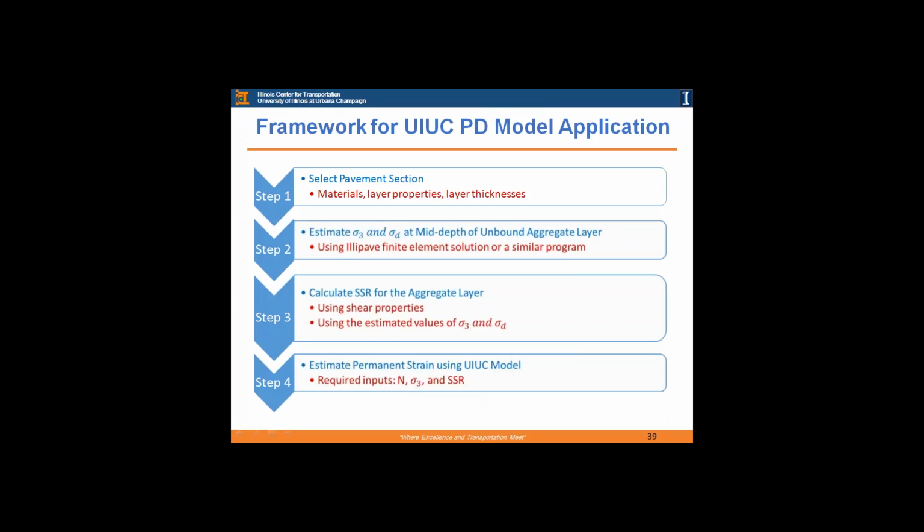So if you're using a design software such as Elipave or other layered elastic solution or any other program, we can actually get the stress states at the mid-depth of the unbound layer materials. So after we have the stress states and we have the shear properties of the material, we can calculate the shear stress ratios for these aggregate layers. And from the shear stress ratios, shear properties, and the stress states, we can do the model fitting at the required inputs that we need for our model.